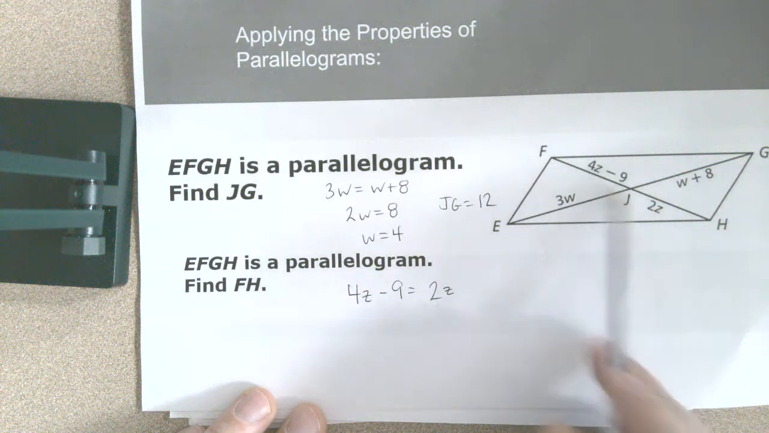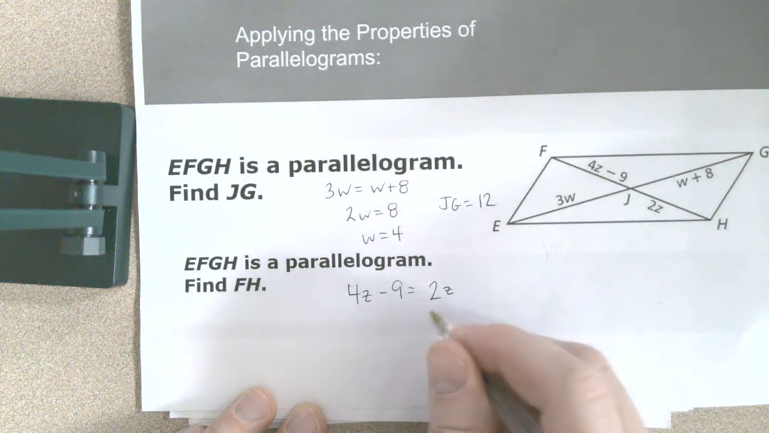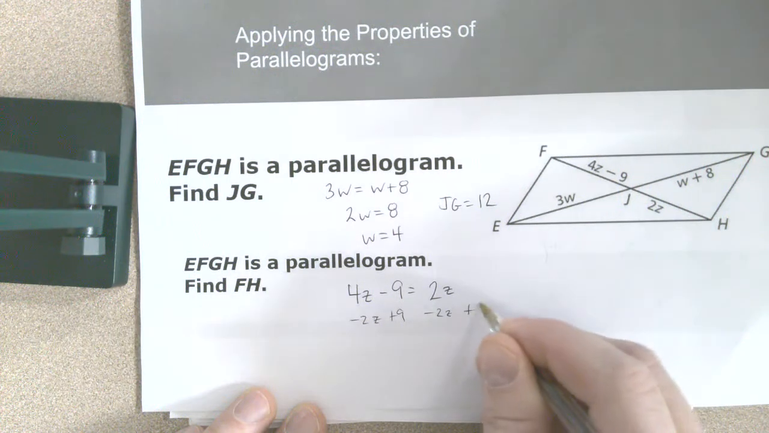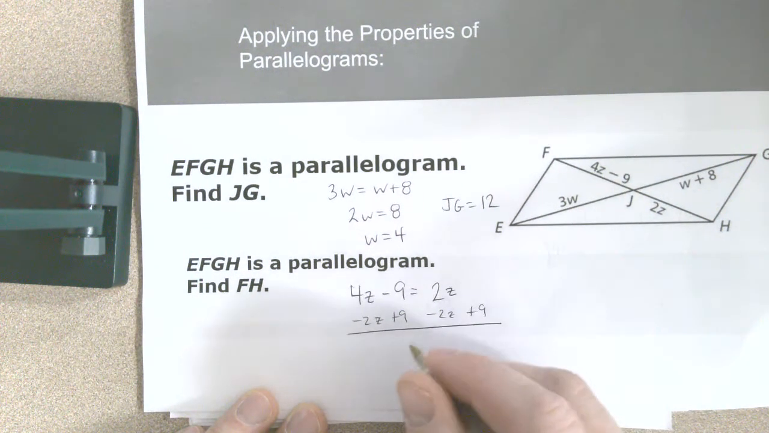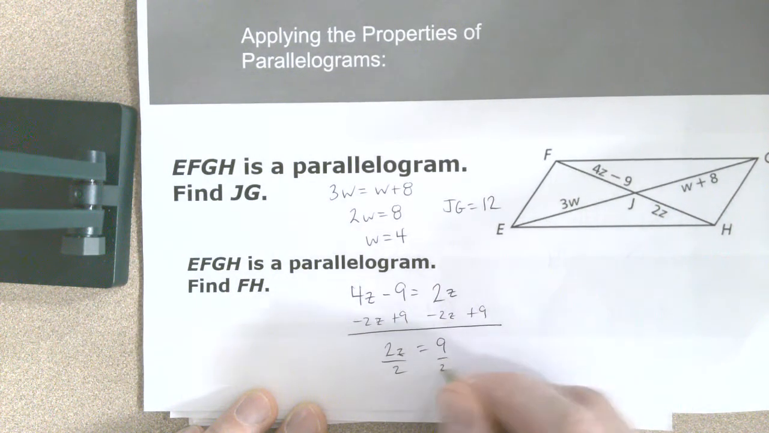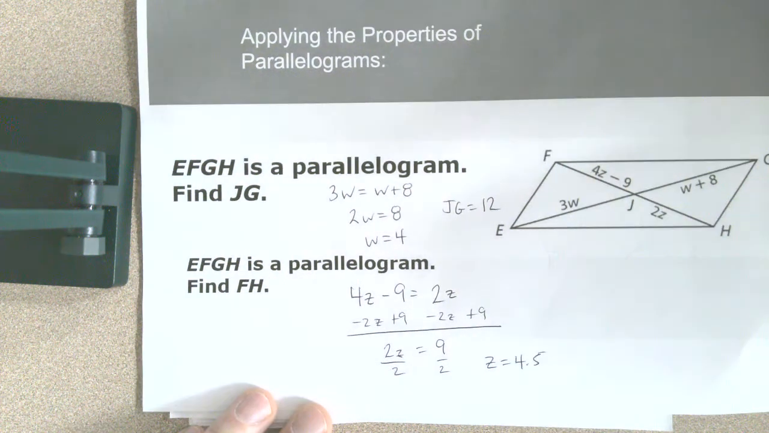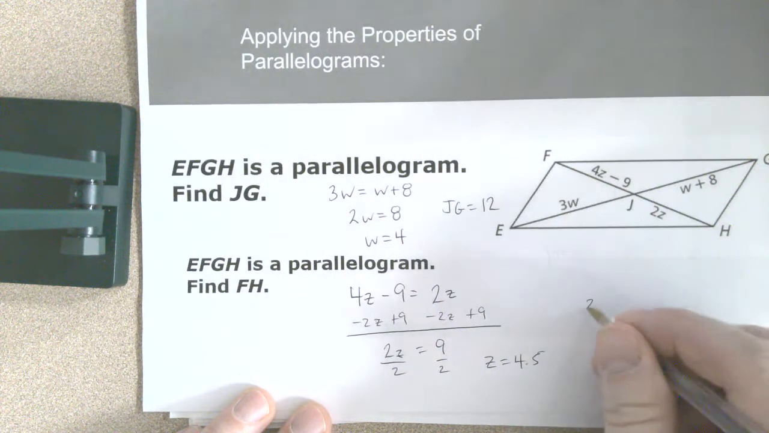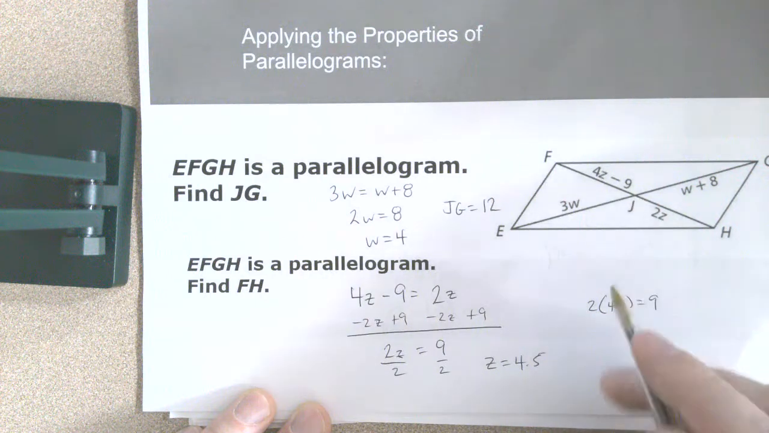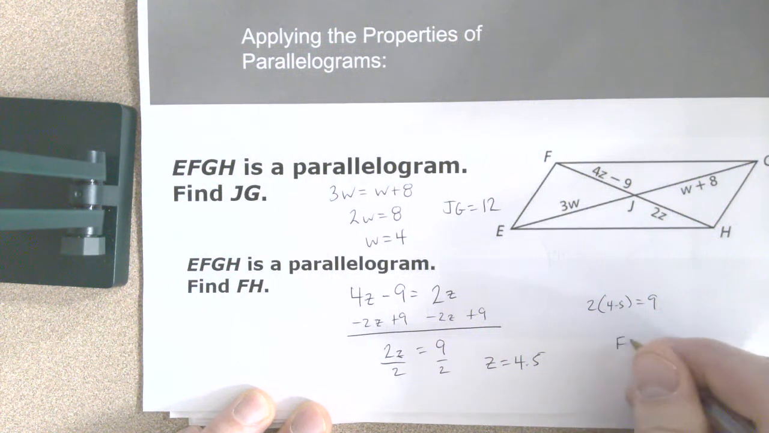Once I set those two parts equal to each other and go ahead and solve, if I subtract 2Z from each side, I'm going to do 2 steps in one. I'm also going to add 9 to both sides. I get 2Z equals 9. And if I divide by 2, Z is going to be 4.5. So again, I'm plugging Z back in. 2 times 4.5 is 9. That's half the diagonal. So if I take that times 2, the diagonal FH would have to be 18.